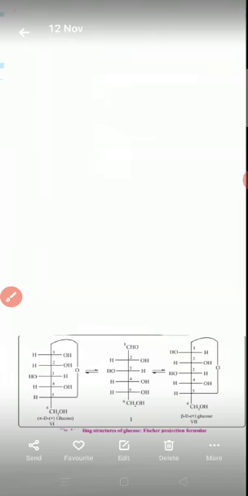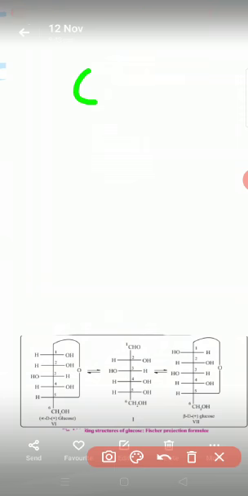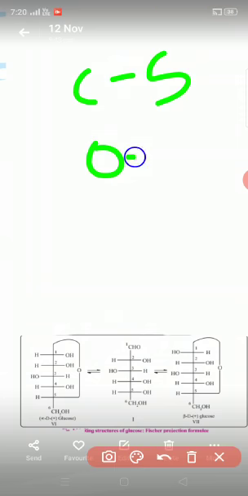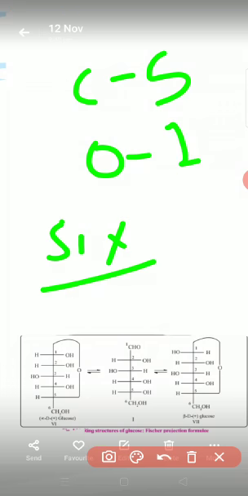Student, see here, this is the ring structure of glucose. Here the ring structure contains 5 carbons and one oxygen, hence this is a 6-member ring. This 6-member ring of glucose is called the ring structure, and these two ring structures are called alpha and beta anomers of each other. These ring structures are called alpha and beta.